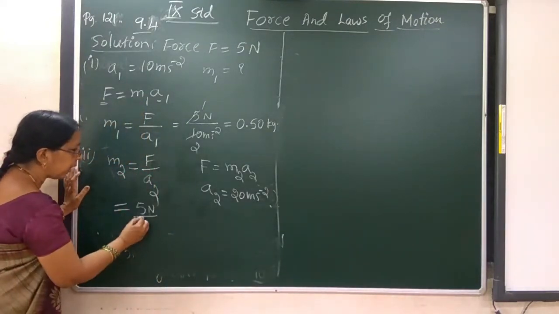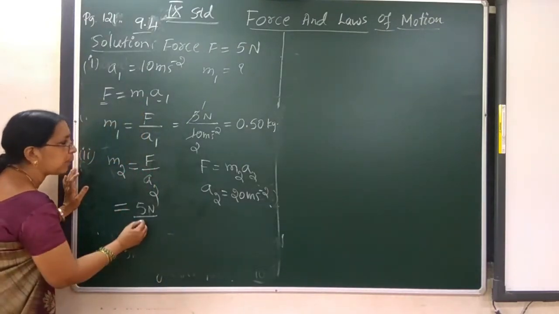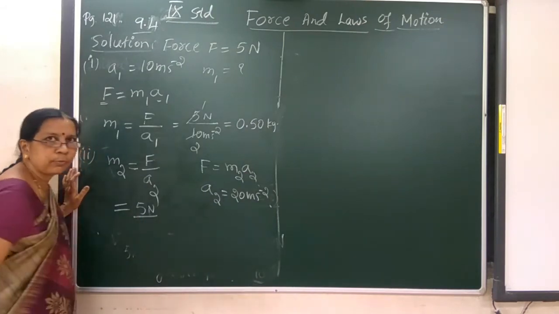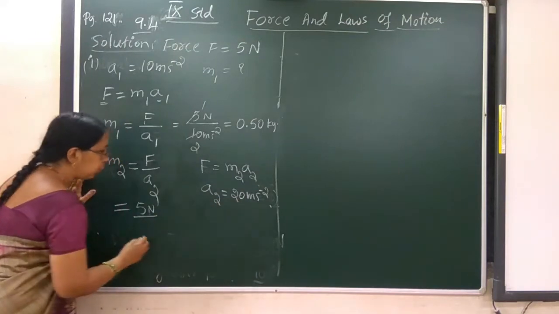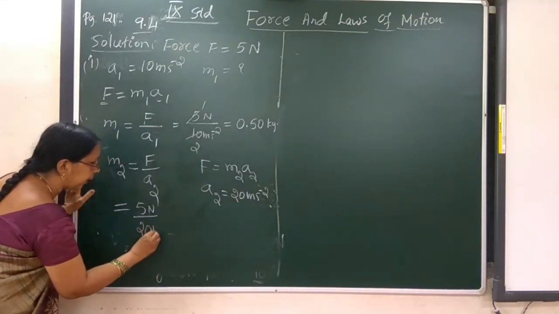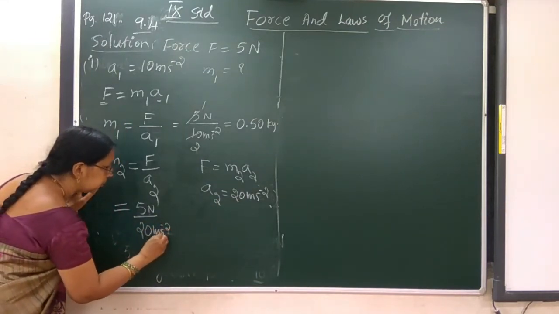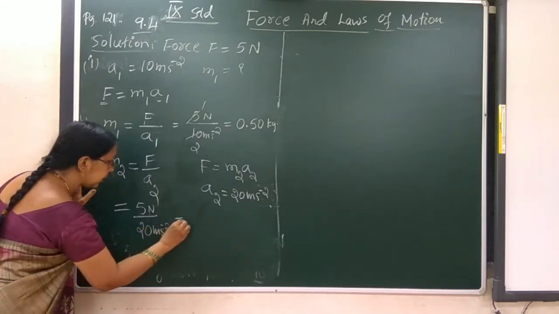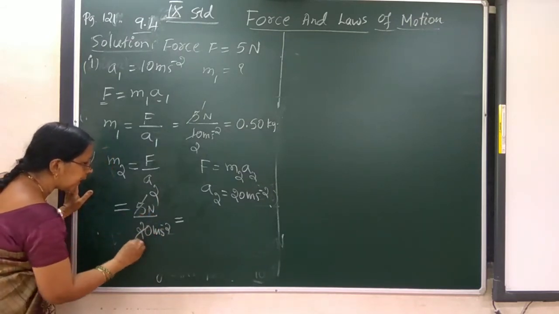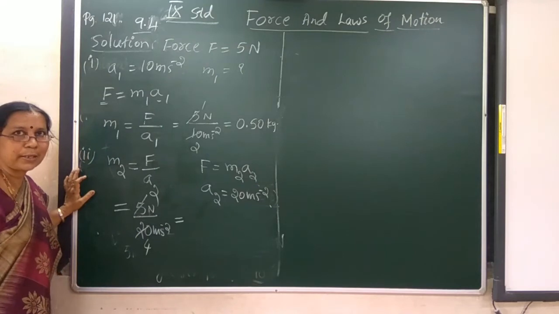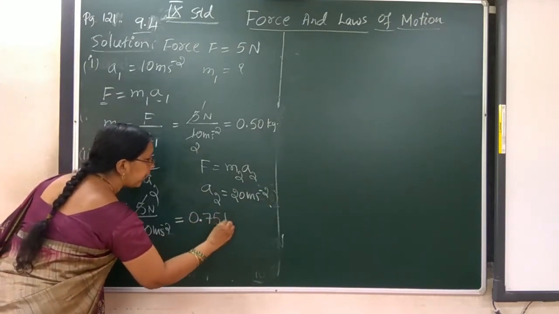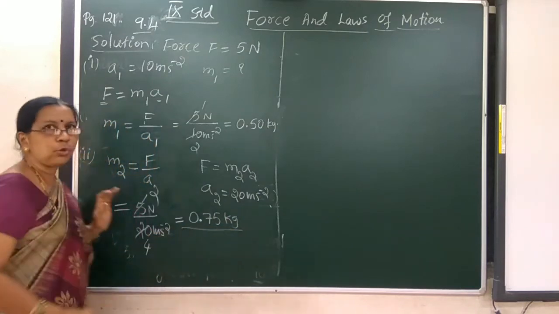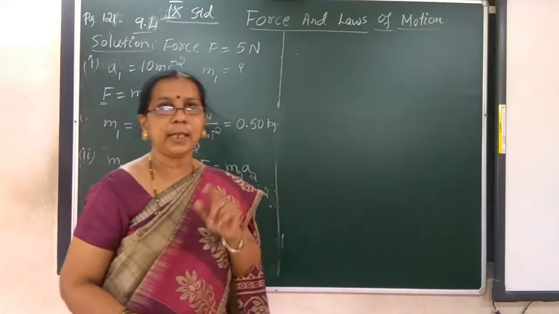So now 5 Newton force is applied, and to object m2 it gives an acceleration of 20 meter per second square. Now this is equal to 5 ones are 5, 5 fours are 20. So 5 by 20 means how much? 0.25 kg. So you got now m1 and m2.